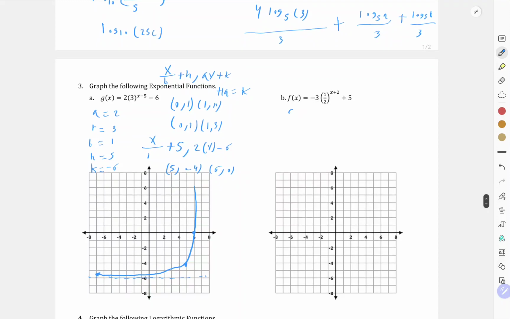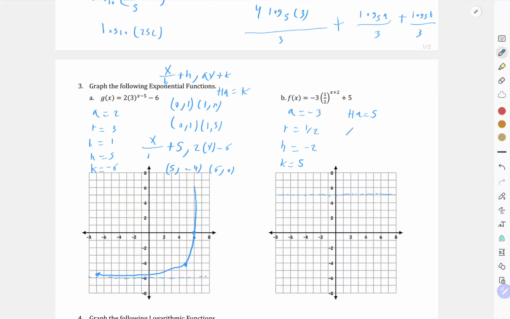Let's go on to the next one. Let's do it a little more quickly so we can move on to logarithms. So we have -3, and then we have our r, -2, k equals 5. Okay, now here our HA is again HA 5. Okay, there we go. So now we have our limits up here, so we cannot cross that.